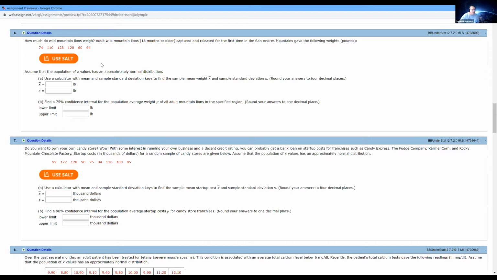These are temperatures, right? I'm going to do the line one because it looks to me doable. It's not that onerous. So how much do wild mountain lions weigh? Adult wild mountain lions, 18 months or older, captured and released for the first time in the San Andreas Mountains, gave the following weights. So we've got a big mixture of weights here. I don't know why. Fat mountain lions and skinny mountain lions, I don't know.